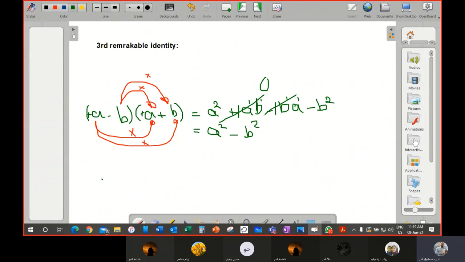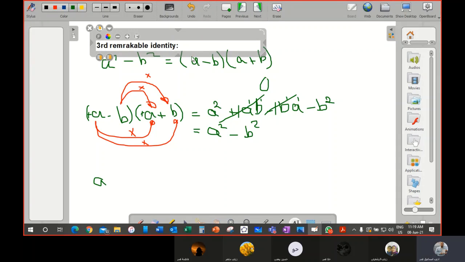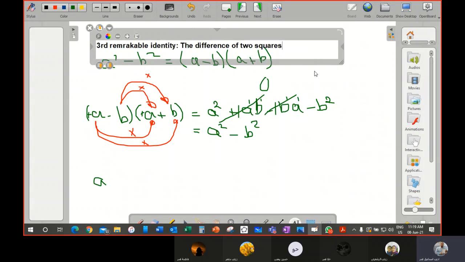You can also write it the other way around: A squared minus B squared equals A minus B into A plus B. This is the third remarkable identity, and it is called the difference of two squares.